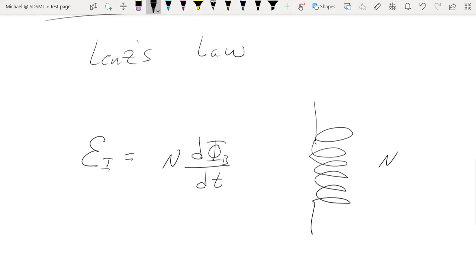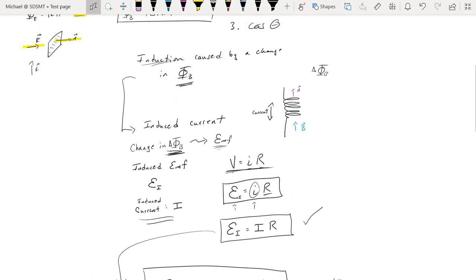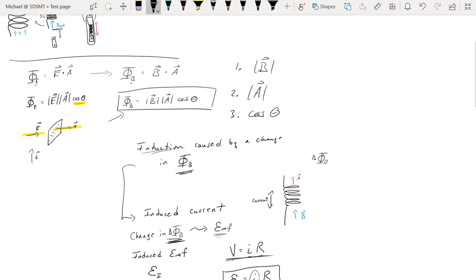What Lenz found out was that when we change the magnetic flux in the coil, the induced current did not flow in the expected direction. It actually ended up flowing in the opposite direction of what was expected. And we'll talk about this a little bit more in the next video. For right now, we want to take this piece of information and we want to apply it to the equation that we have for magnetic flux.